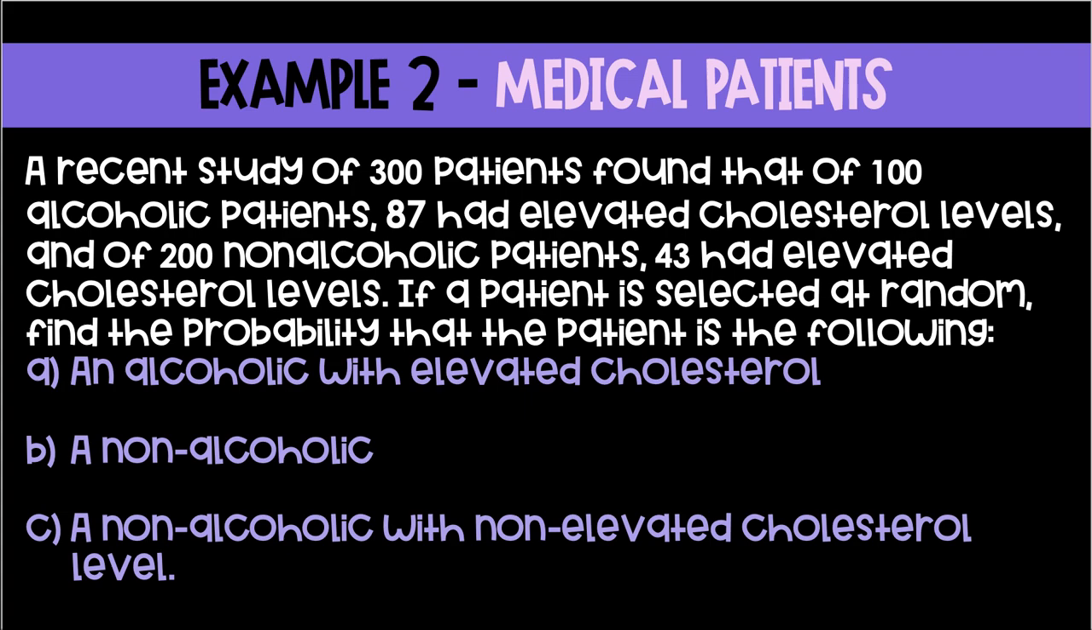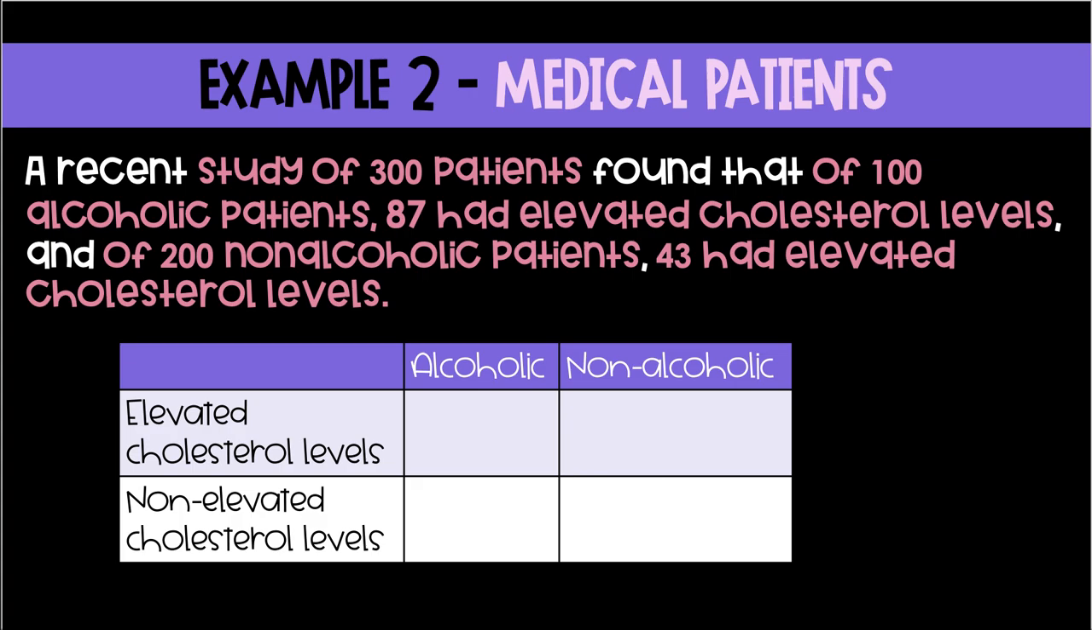If a patient is selected at random, we want to find the probability that a patient who is an alcoholic has an elevated cholesterol level, who's a non-alcoholic, and a non-alcoholic patient with non-elevated cholesterol levels. I want you to construct a frequency distribution before we find the probabilities. If you need a hint, this will be the table that I want you to complete. I want you to organize the data for those 300 patients in this table.